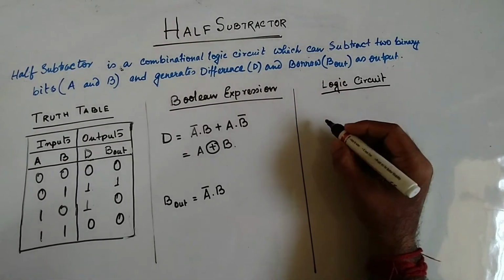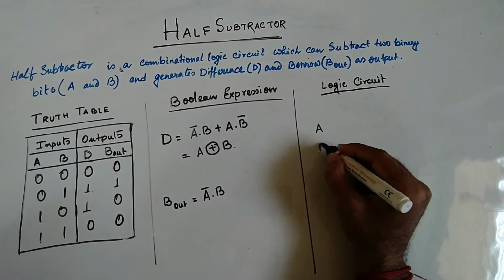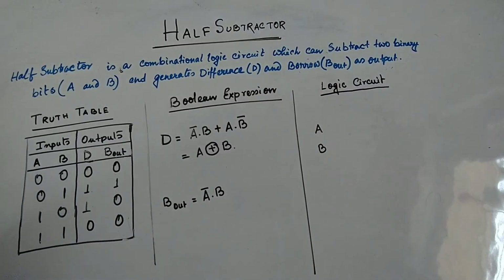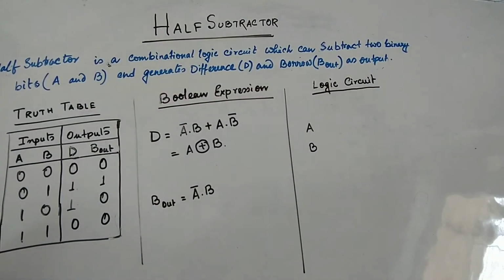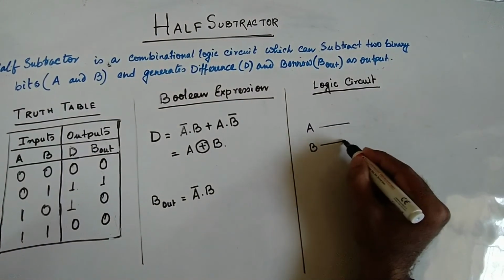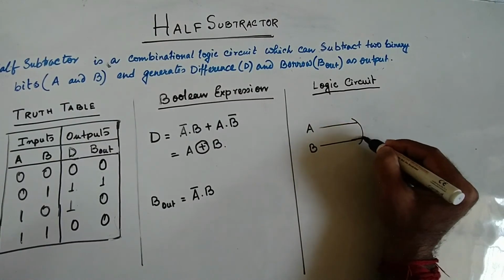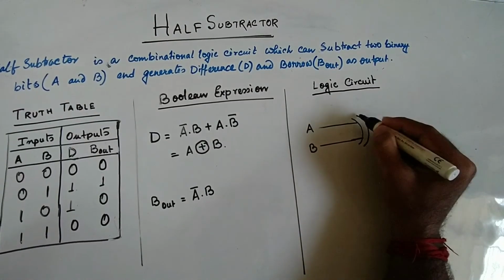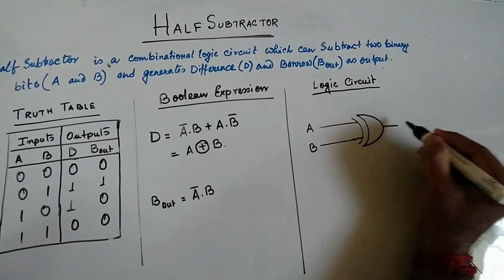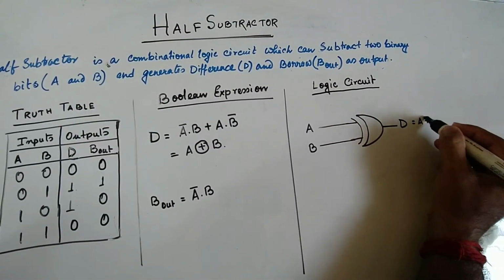Now using these expressions we are going to create the logic circuit of half subtractor. In this logic circuit we have two inputs A and B. Now for difference we require one XOR gate. So we are extending this line and drawing one XOR gate here. So this is the difference D, which is equivalent to A XOR B.